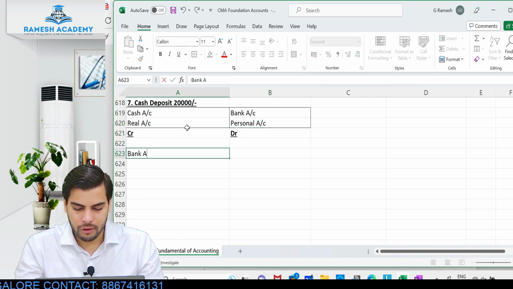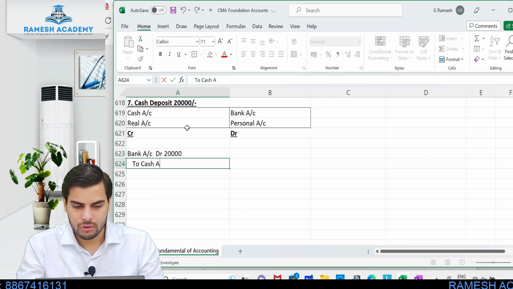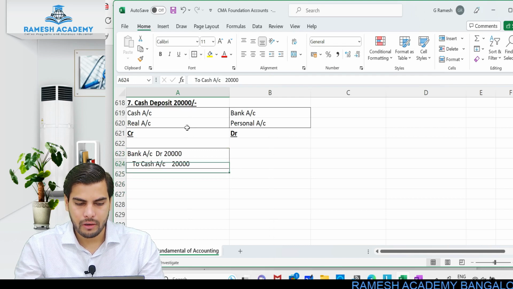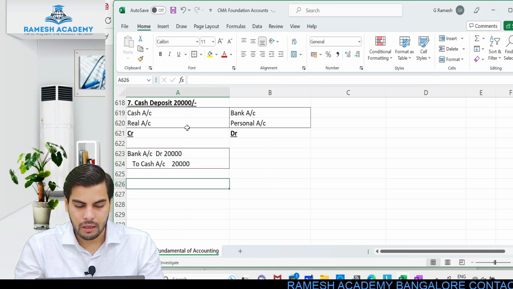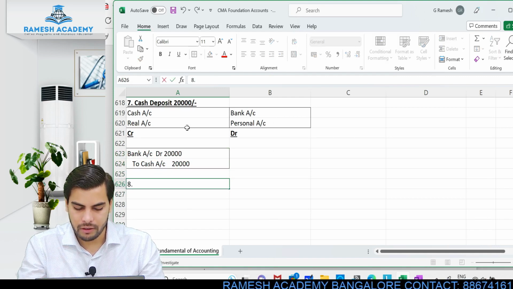So the entry for cash deposit would be what? Bank account debit 20,000 to cash account 20,000. This would be the entry. Now, same way, if at all I am withdrawing the cash, exactly opposite entry. Okay, so cash withdrawn.